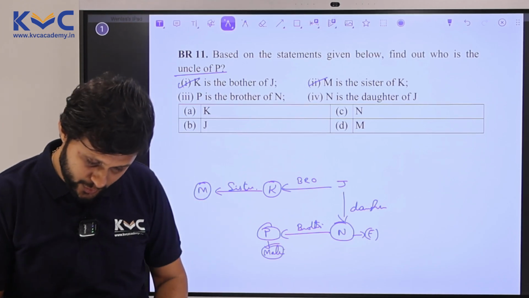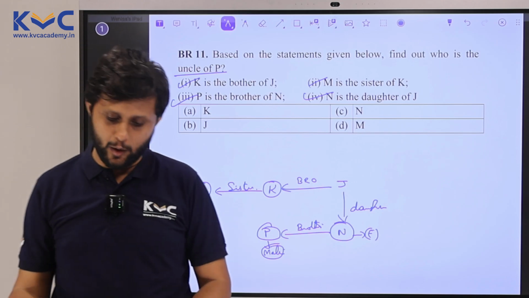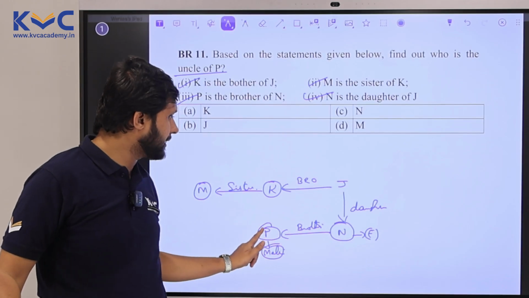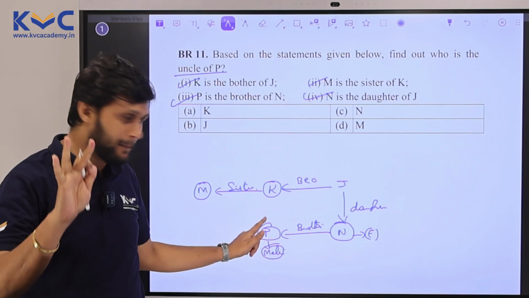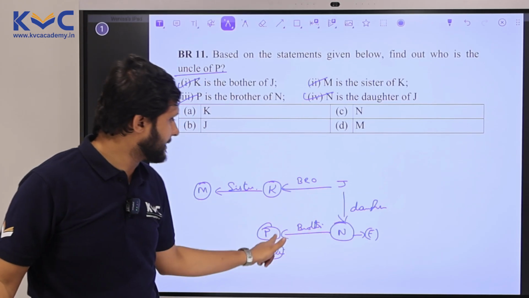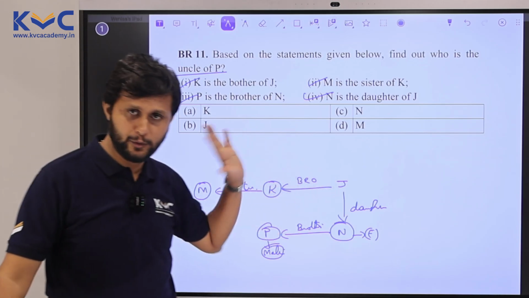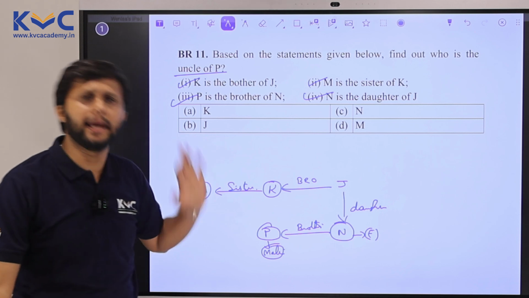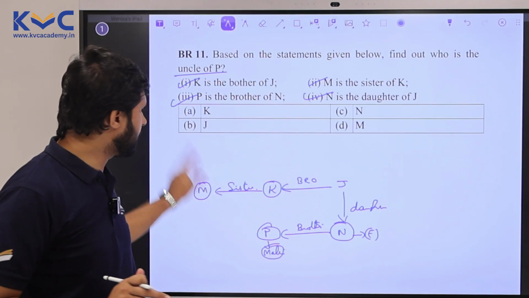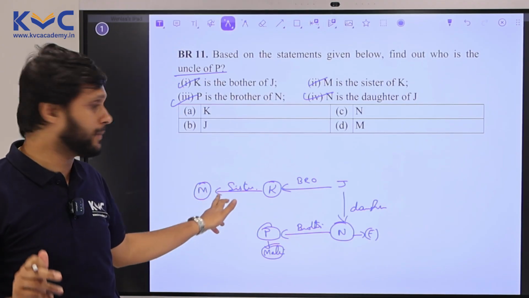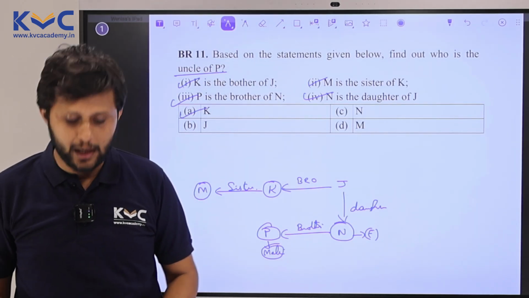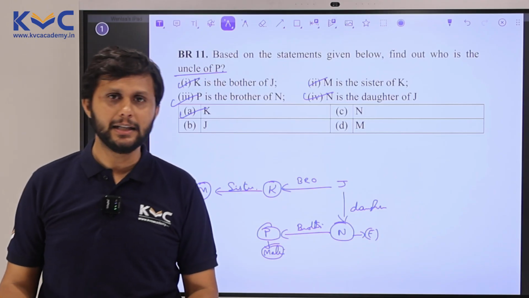Now, what is the requirement of the question? Requirement says who is uncle of P? Uncle of P. Where is P? P is over here. Who is uncle? For uncle, you should be male. Remember that you have to be male. There are daughters coming from J, daughter and son basically. P is son of J, okay, and brother K. K is the right answer because he's male member in this particular line. Here we have again sister. Sister is female. Answer is K. K is the brother. Answer is A. Option A. K. That's question number 11.